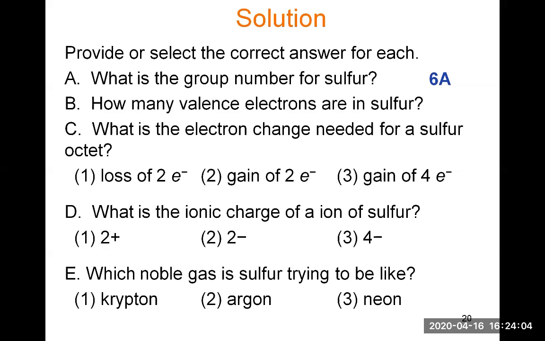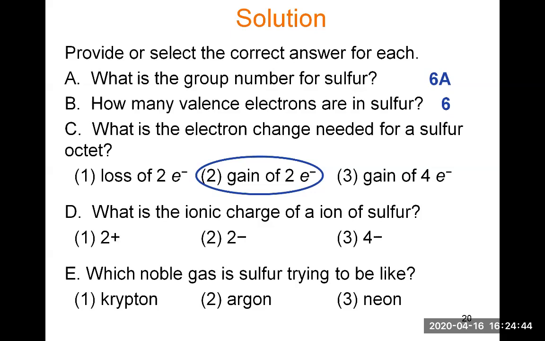How many valence electrons are in sulfur? Sulfur being in group 6A means it has 6 valence electrons. Remember that the group number equals the number of valence electrons. What is the electron change needed for a sulfur octet? Sulfur, like any other element, likes to be surrounded by 8 valence electrons. It has 6, so it needs 2 more to have 8 around it. So sulfur will need to gain 2 electrons to be like the next noble gas.